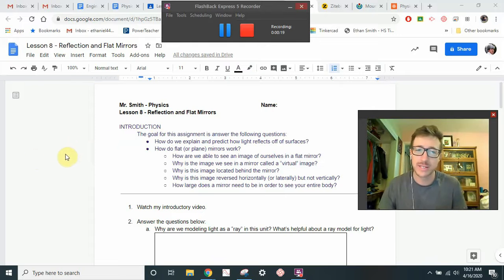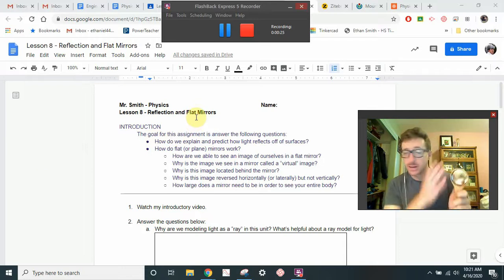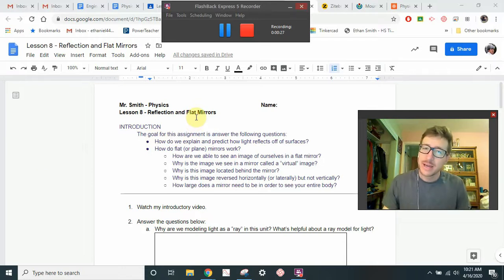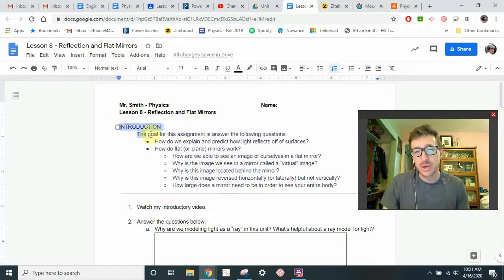Today in class, we're going to be talking about reflection and flat mirrors, such as this one right here. A flat mirror is just a mirror that is naturally flat. And we'll talk about reflections and how they work. So here are the main goals that I want you guys to take away. You can check those out.